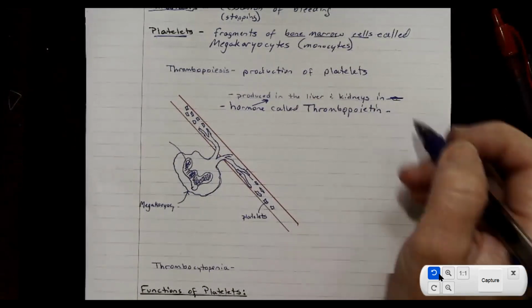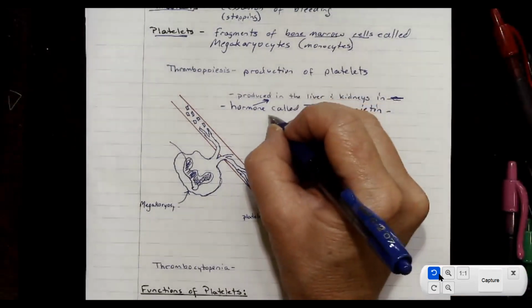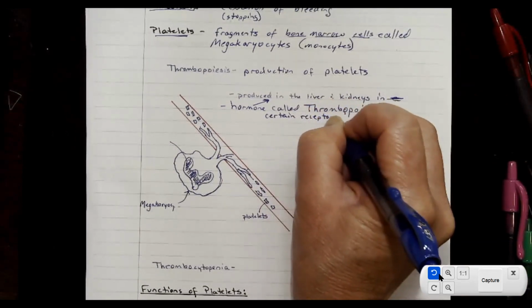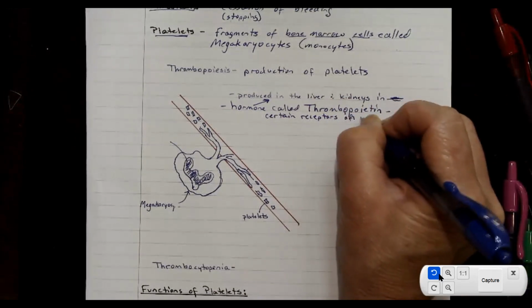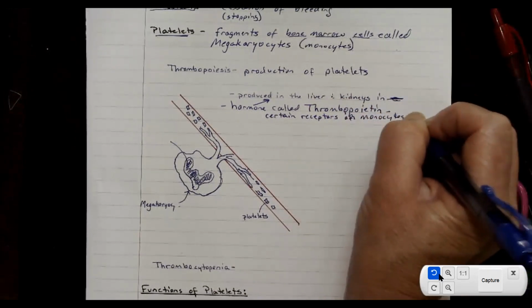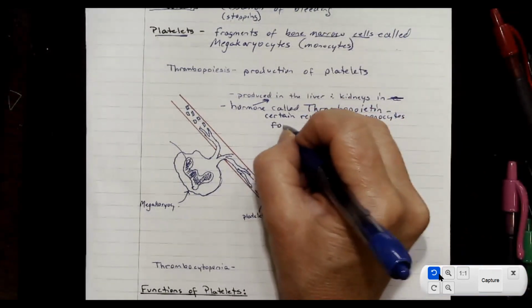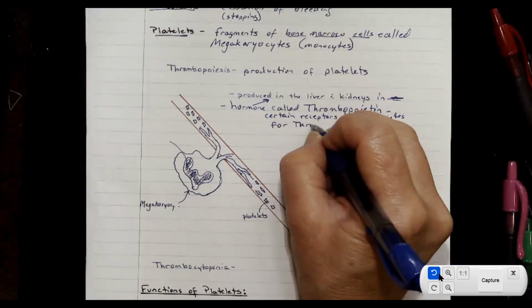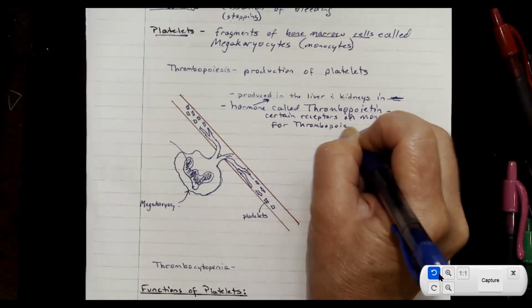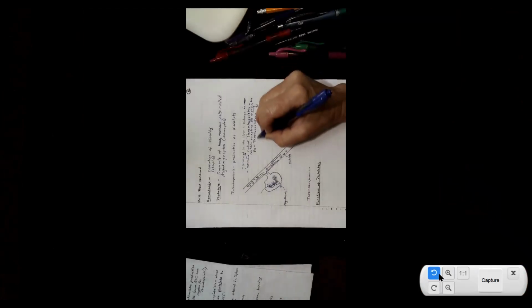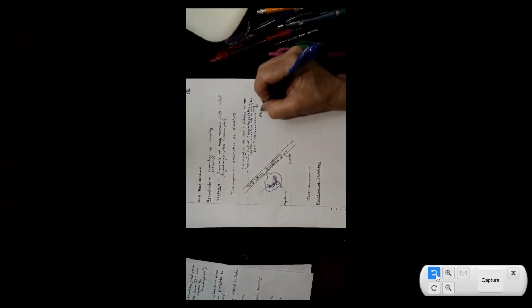And there are certain receptors on monocytes for thrombopoietin. Basically, if these monocytes have these receptors for thrombopoietin, they will turn into megakaryocytes.